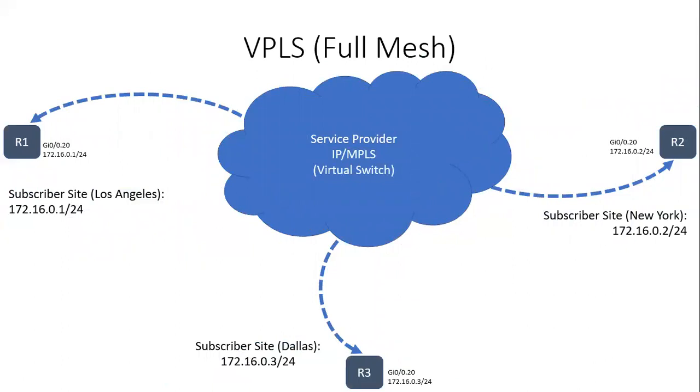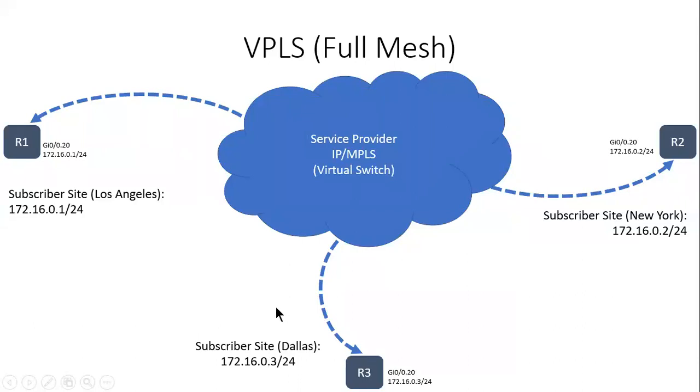In R1, we have our subscriber site in Los Angeles. He's part of this /24 network with the address .1. R2, we have our subscriber site in New York. He's part of this same /24 network with the address .2. And R3, we have our subscriber site in Dallas. And again, they're part of the same /24 network, just addressed .3.